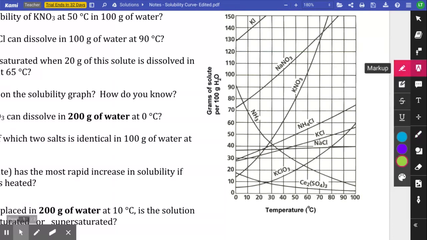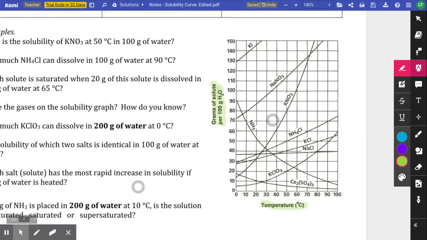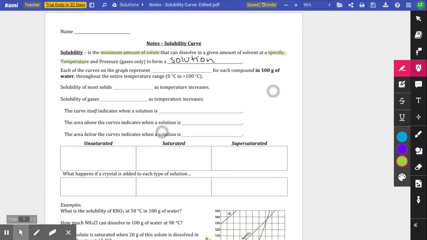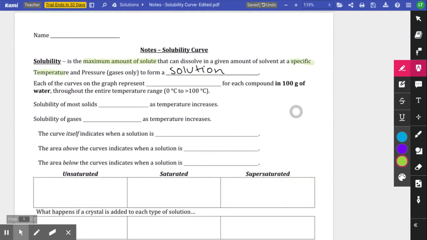They're all labeled. A couple other things I want to point out to you guys is that our x-axis is temperature. So how is my solubility affected by temperature? And our y-axis is grams of solute per 100 grams of water. So we do have a specific amount of solvent that we're looking at here too. It's not just general. Okay, so that's what our curves look like.